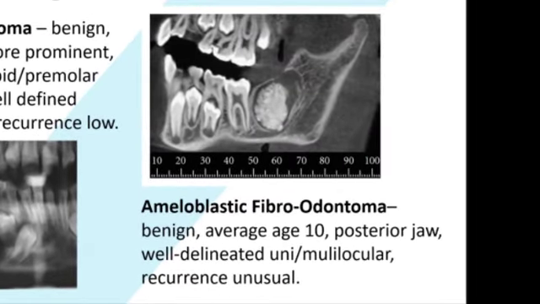An ameloblastic fibrodontoma has features of both a fibroma and an odontoma. It is a benign lesion. The average age is going to be about 10 years old, and there is no sex predisposition. So these are going to occur mostly in the posterior jaw, and they are well delineated lesions. Again, recurrence is going to be unusual once it has been removed.